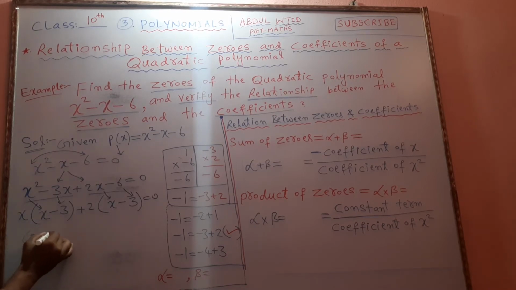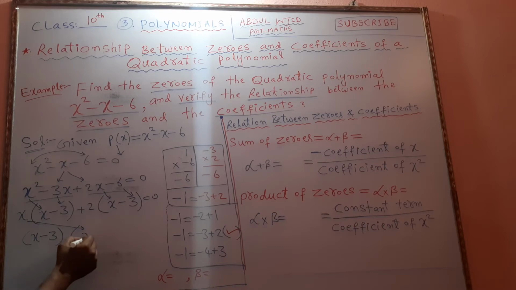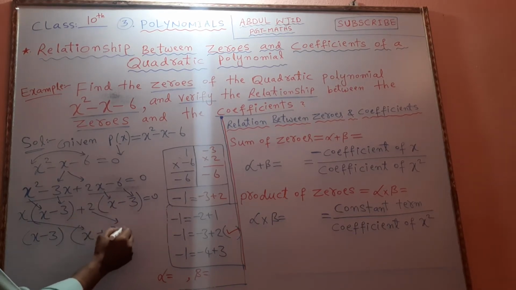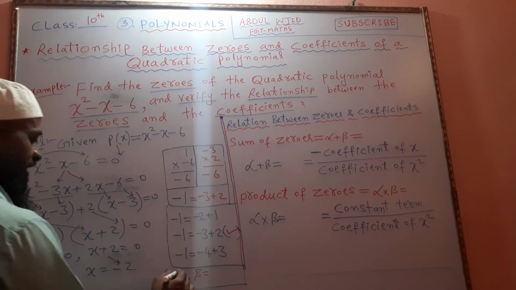So take common x minus 3. From the first term, the remaining is x. From the second term, the remaining is 2, equal to 0. Now x minus 3 equal to 0 we take separately, and x plus 2 equal to 0 separately. Taking x minus 3 to the right side gives plus 3. Taking plus 2 to the right side gives minus 2. Now we got two values of the variable x: plus 3 and minus 2. These we can consider.